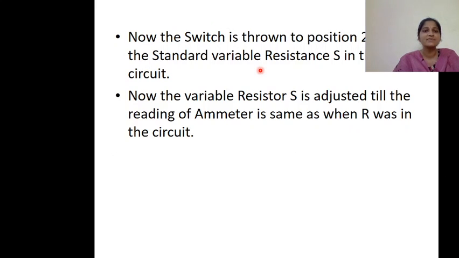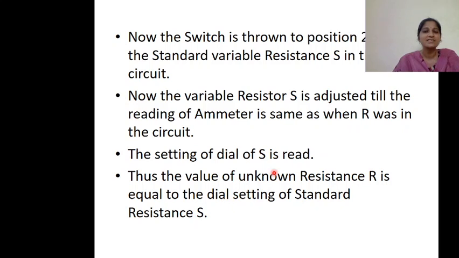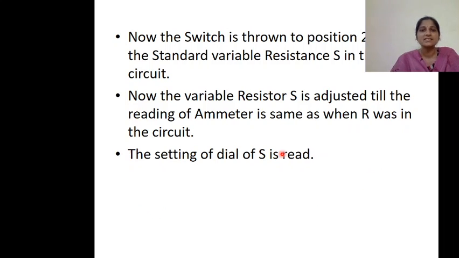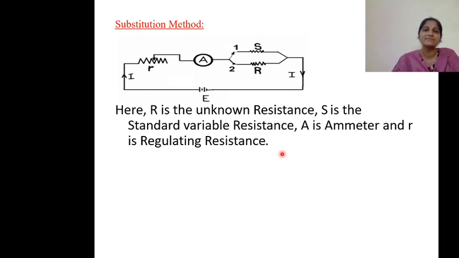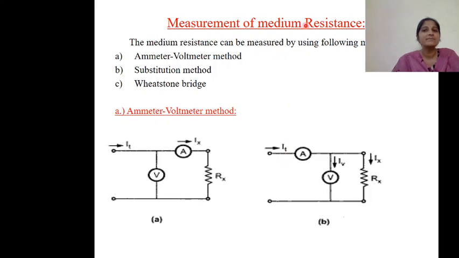So that is what we are saying here. S is adjusted until the ammeter reading is the same as when R was in the circuit. Then the setting of dial S is read, and that value of S is the value of the unknown resistance. This is the measurement of resistance by the substitution method. So in the measurement of medium resistance, there are 3 methods: the ammeter voltmeter method, the substitution method, and the Wheatstone bridge method. This is about the measurement of medium resistance.